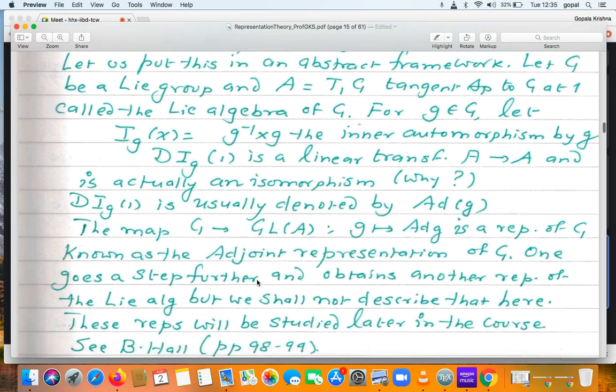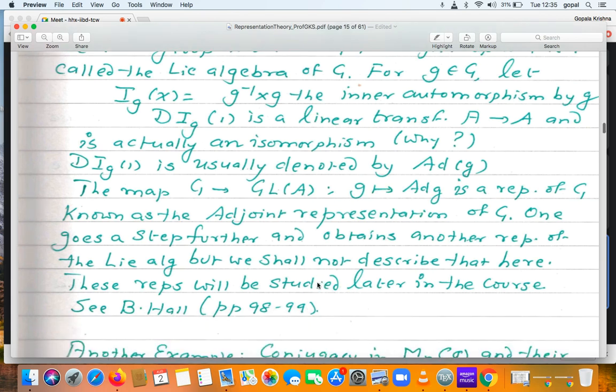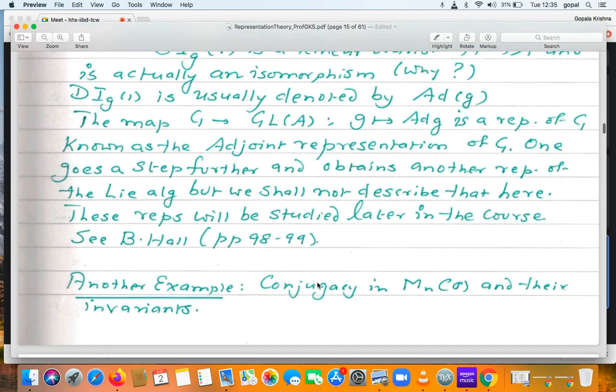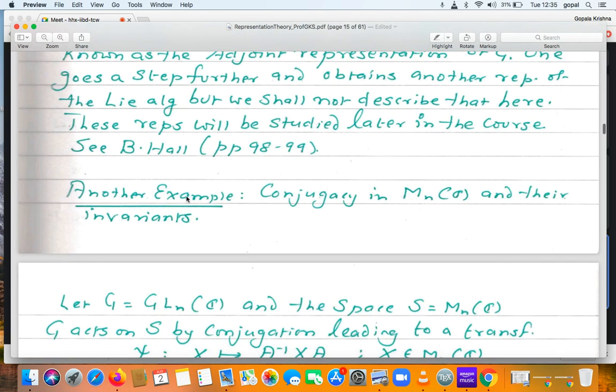One can go a little further. G is a Lie group, GL(A) is also a Lie group, and so I got a group homomorphism from one Lie group to another Lie group. So I can differentiate this group homomorphism itself at 1, and I'll get a linear map from the Lie algebra A to the Lie algebra of this Lie group. The Lie algebra of this Lie group is the endomorphisms of A, and that is called little ad. These things are described in Brian Hall's book, if you like.